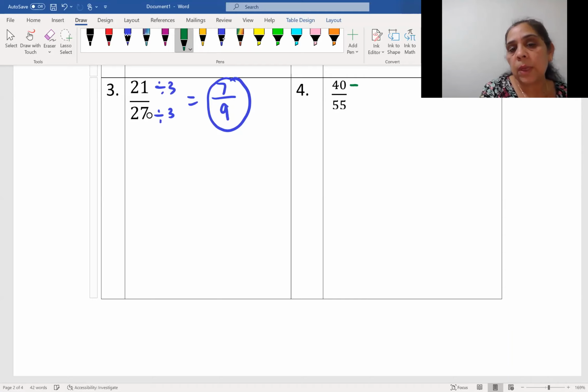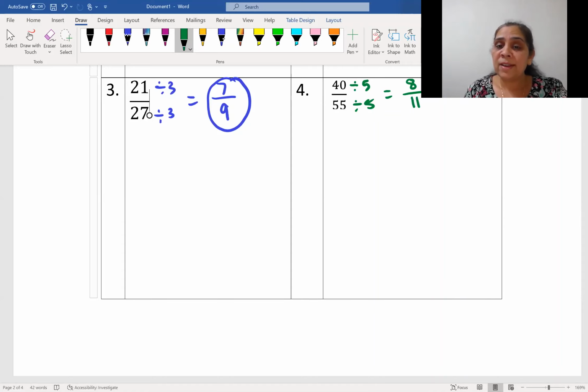So here we can divide by 5, divide by 5. 40 divided by 5 is 8. 55 divided by 5 is 11. Can we reduce more? We have 11 on the bottom. It's a prime number, so we cannot divide by anything else. We cannot reduce more.